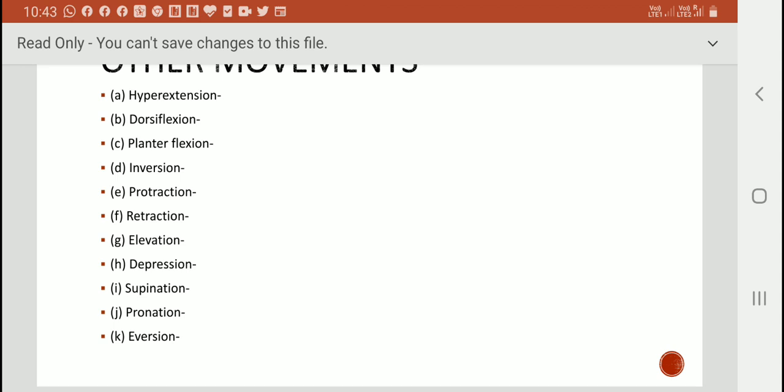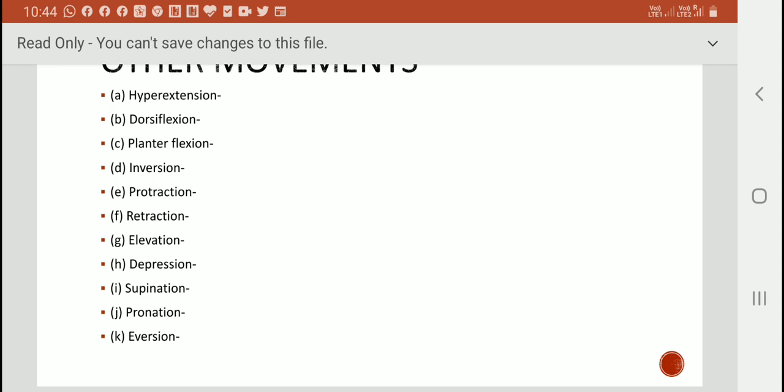Next, supination. Turning the hand so the palm is upward, or facing anteriorly in anatomical position, is called supination. Supine position, you can understand. Pronation is turning the hand so the palm is downward or facing backward. Turning the hand so the palm faces downward is called pronation.